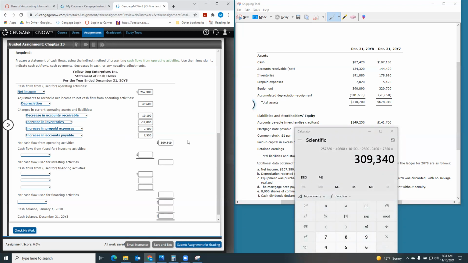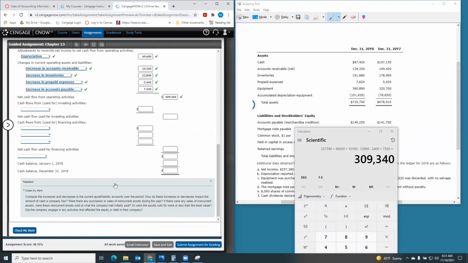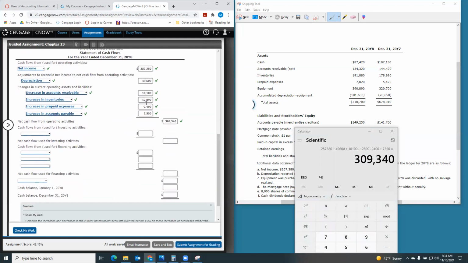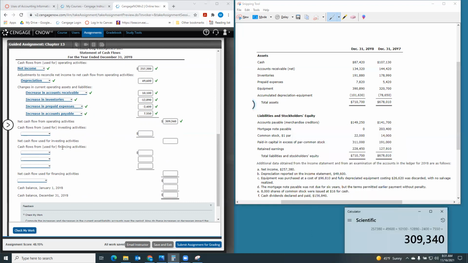I'm going to use a check here because, as you can imagine, it'd be easy to make an error with all these little things going on. But it looks like we're good. And because it's kind of the end of a section, there's my first check. All right. So now we're into the cash flow from investing activities section.